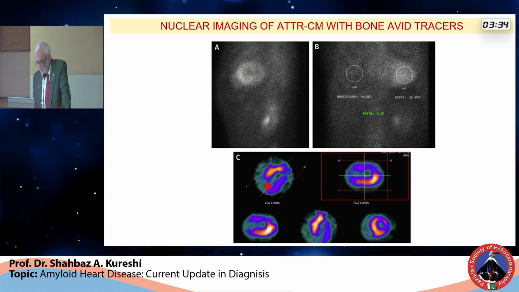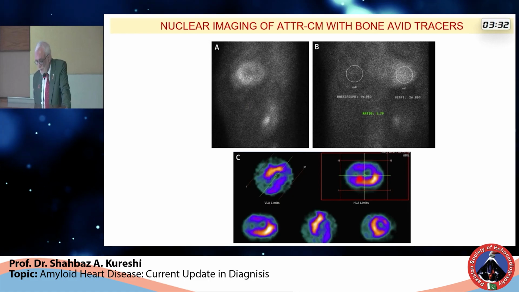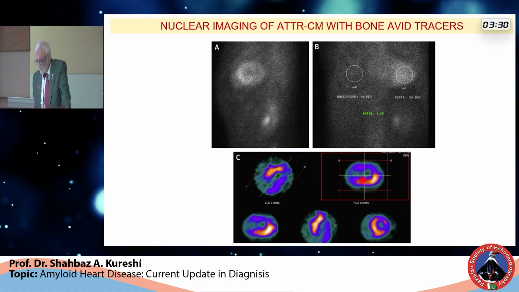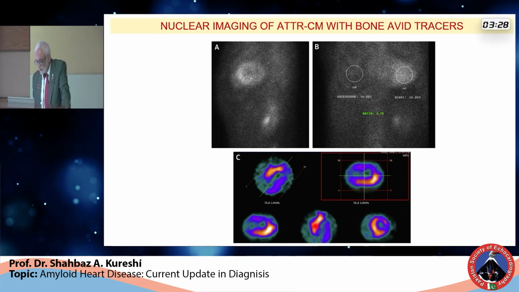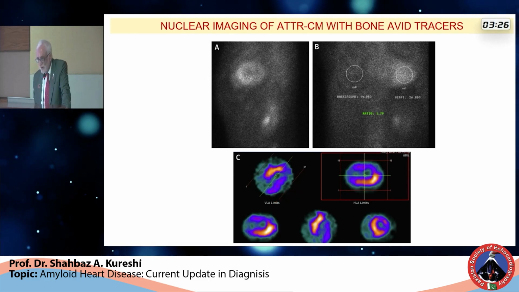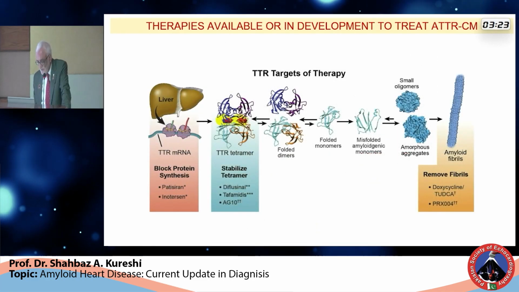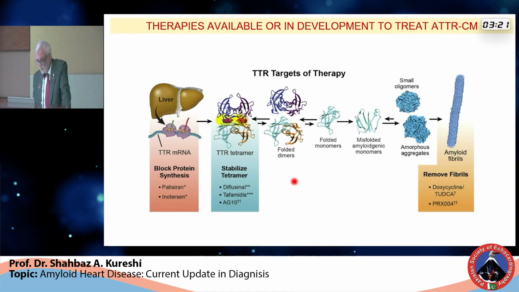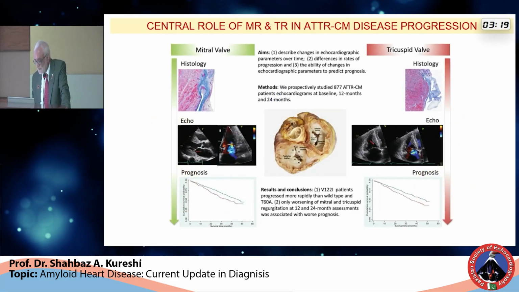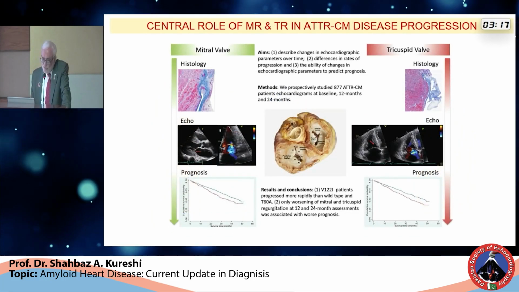This shows a heterogeneity in the uptake of pyrophosphate SPECT imaging. Coronary artery disease was ruled out, but it was a case of amyloidosis. These are the places where you can actually target the therapy in these patients. How can you follow it up?